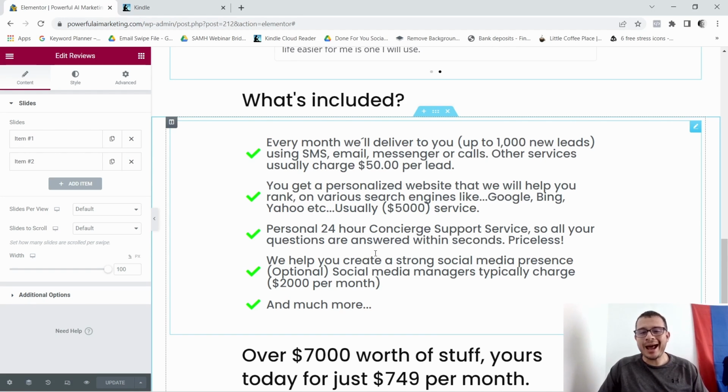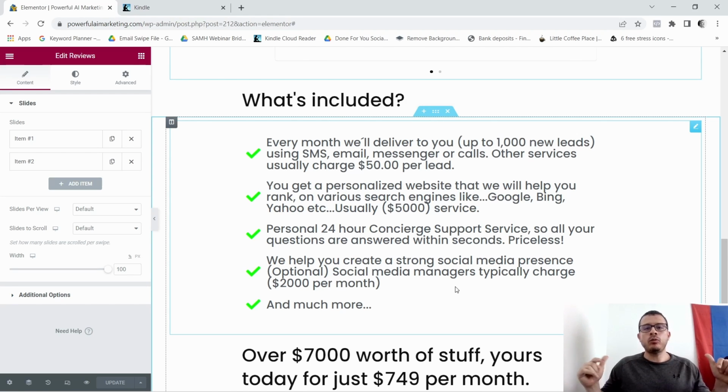You get a personalized website that we will help you rank on various search engines like Google, Bing, Yahoo, etc. Usually a $5,000 service. Again, I could have probably worded this a little bit better, and I might work on it. But I thought I'd add that in there because most people, when they buy a website, you don't really see people get like, all right, and we're going to rank it for you so you get traffic. You know what I mean?